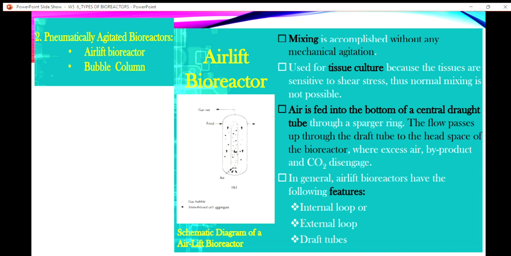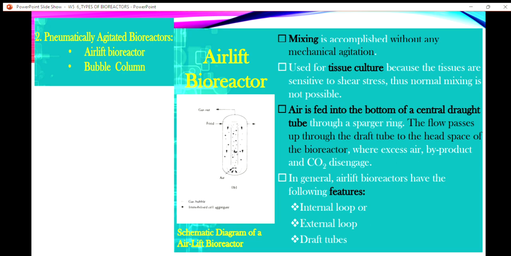Second is the pneumatically agitated bioreactor. This bioreactor is without any mechanical agitation, meaning it doesn't have any impeller. The mixing is based on the movement of the air bubbles. If you see this schematic diagram, when you purge the oxygen at the bottom, because of the pressure difference, the bottom has higher pressure and the top has lower pressure, so the air will move from the bottom to the top of your column. Once it moves, it will bring together all those microbial cells.